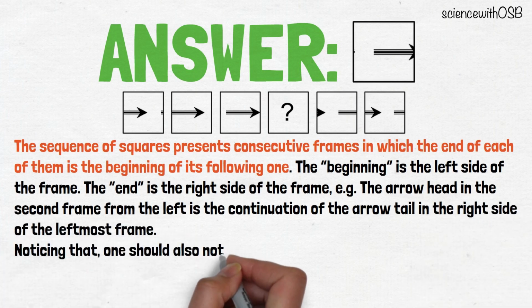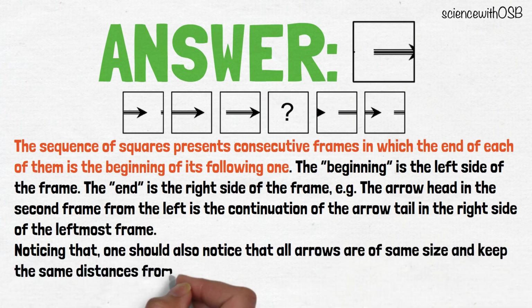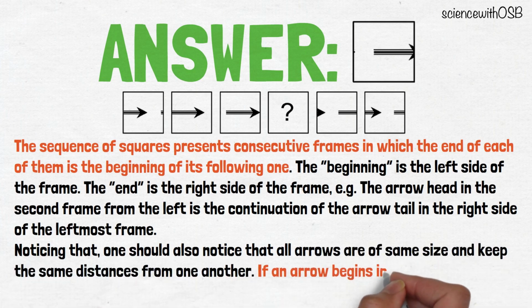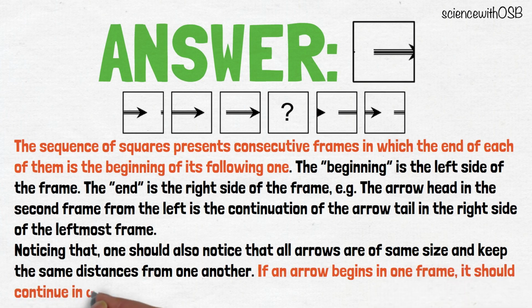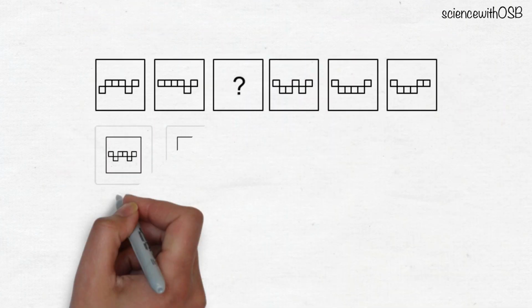Noticing that, one should also notice that all arrows are of the same size and keep the same distances from one another. If an arrow begins in one frame, it should continue in the other frame. Question number 6. Choose the image that completes the pattern.